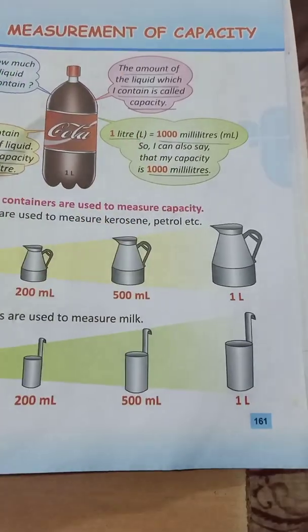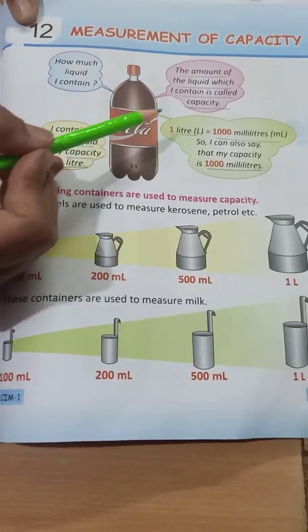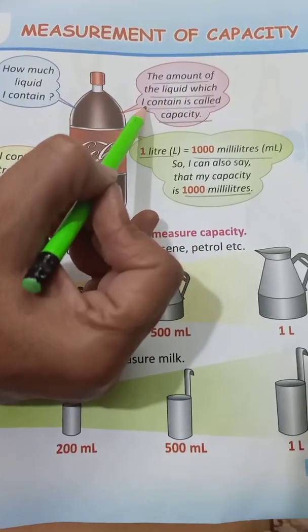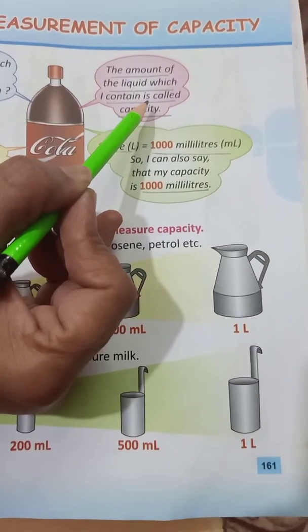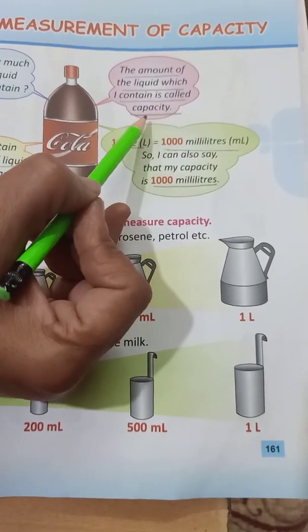Understood? So what is capacity? The amount of liquid which any container can contain is called capacity.